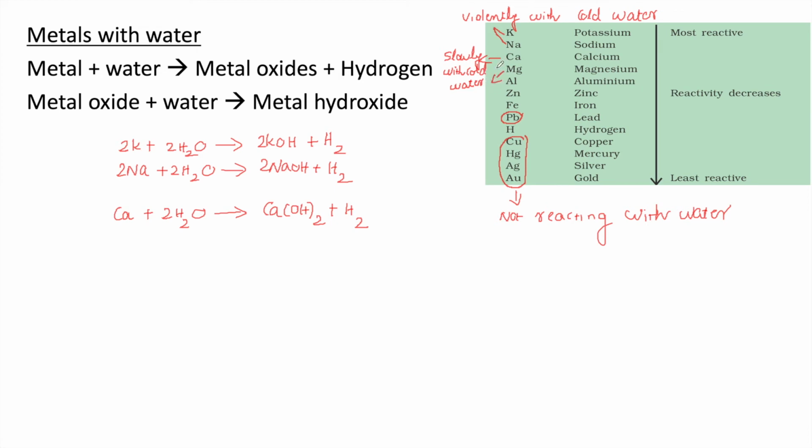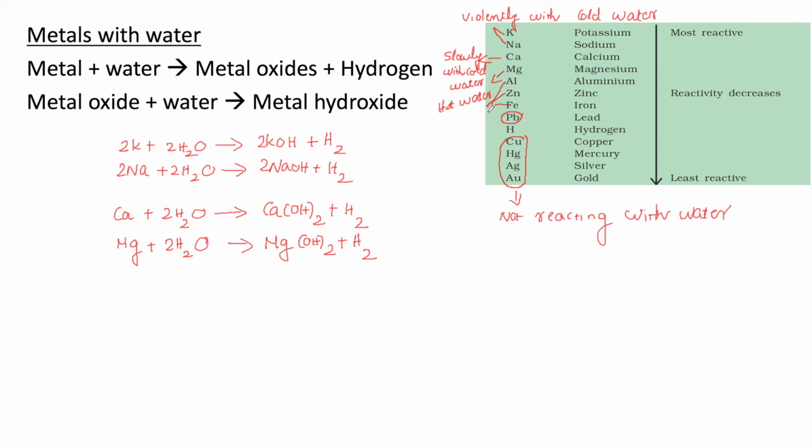Now we can consider the magnesium metal. Magnesium, it is not reacting with cold water. It is reacting with hot water to form magnesium hydroxide. The reaction is like Mg plus 2H2O gives Mg(OH)2 plus hydrogen. Okay. Now we can consider aluminium, zinc and iron.